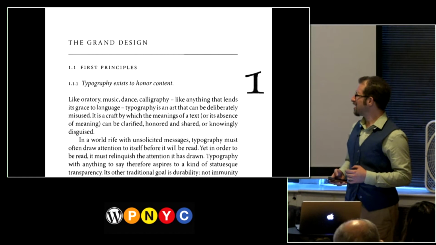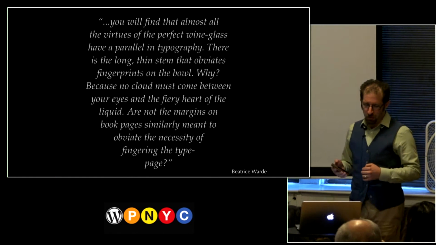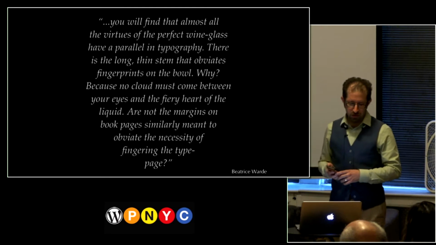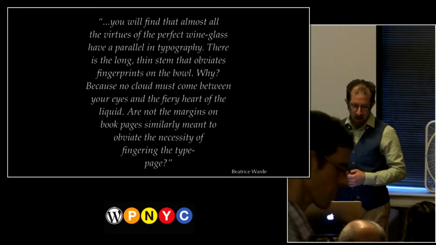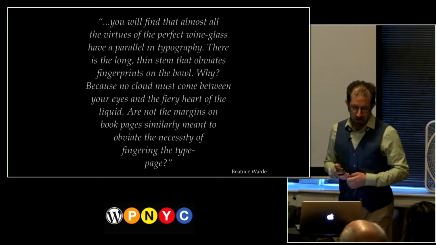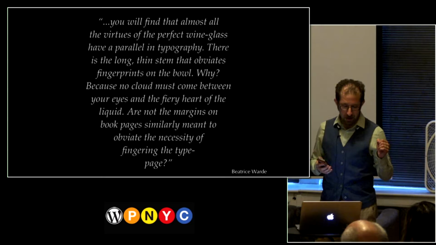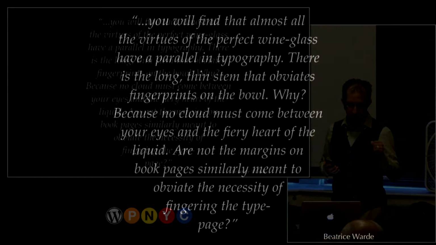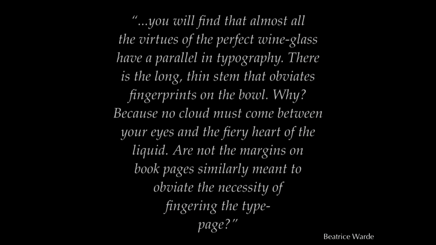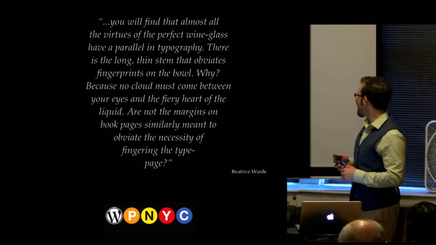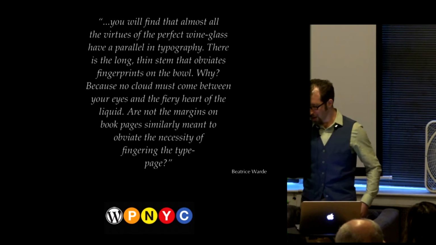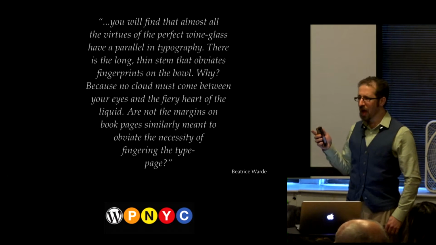So what does this mean? You will find that almost all the virtues of the perfect wine glass have a parallel in typography. There is the long, thin stem that obviates fingerprints on the bowl. Why? Because no cloud must come between your eyes and the fiery heart of the liquid. Are not the margins on the book pages similarly meant to obviate the necessity of fingering the type page? This is from an essay by Beatrice Warde. I'll also link to that as well.